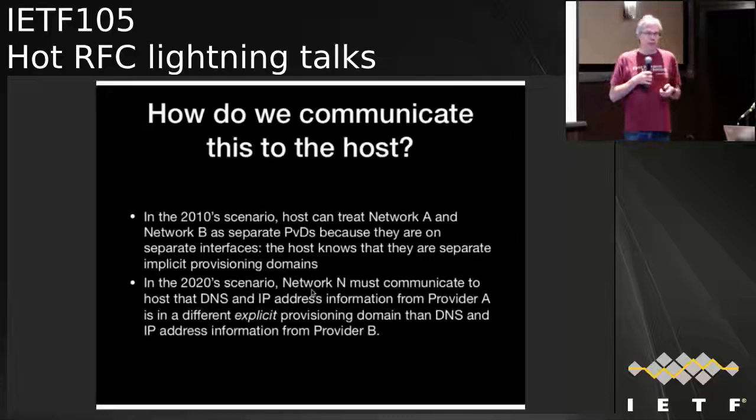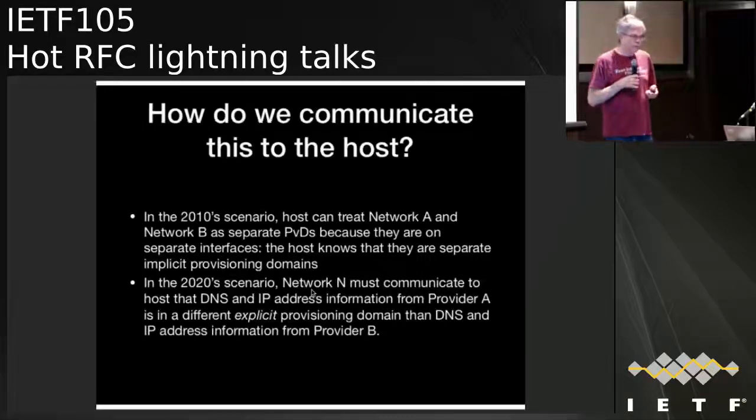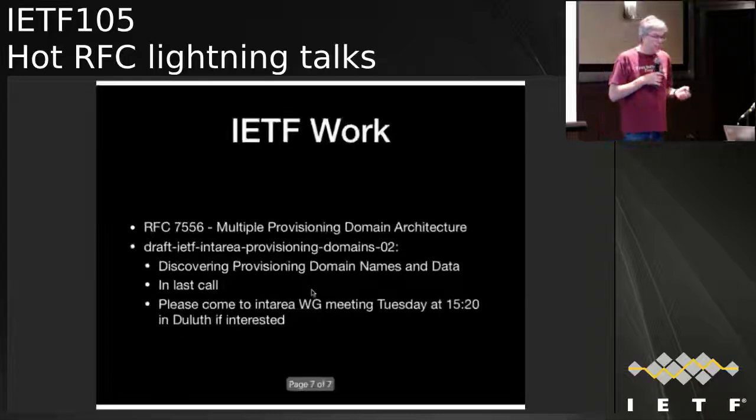That doesn't work so well if you have a border router and you're behind the border router, and the border router is connected to two different homes. So in that case, we need something called an explicit provisioning domain. And so work has been going on in the IETF recently to make explicit provisioning domains happen.